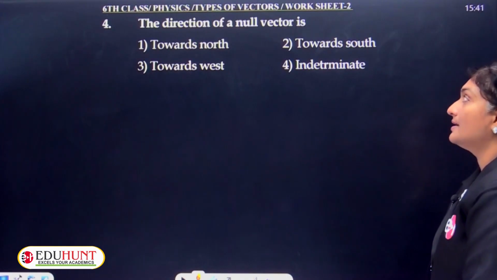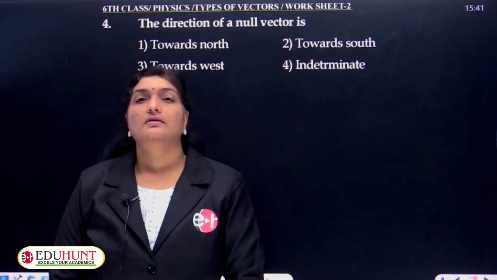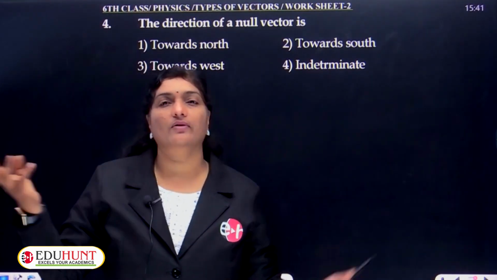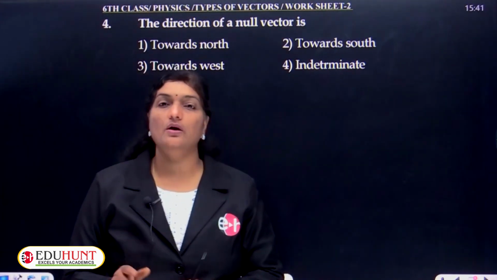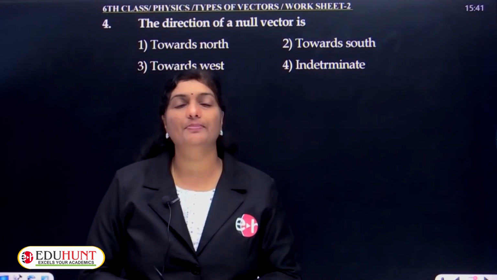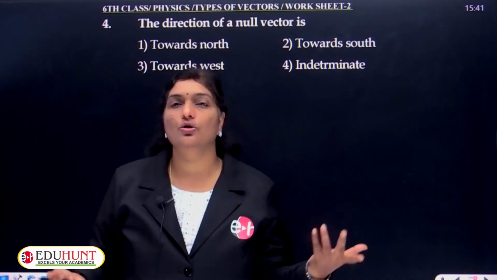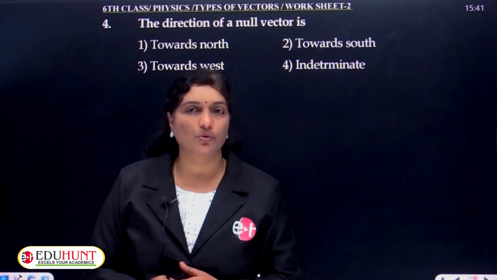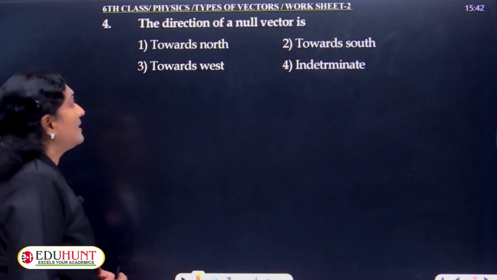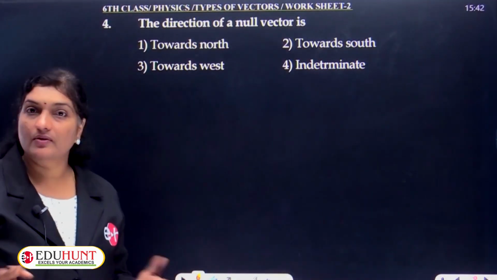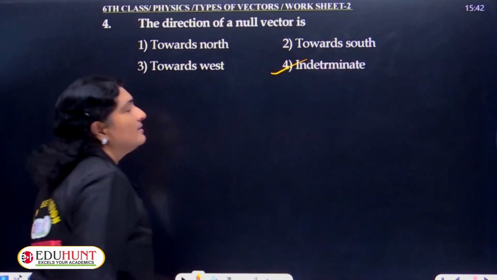Moving to the fourth one, the direction of a null vector. I have given you a few examples, children, for null vector. The velocity of a body at the highest point: we cannot tell which direction it is moving, whether upwards or downwards. So, its direction is indeterminate. One more example we have discussed is the position of an object at the horizon. At the horizon, no one knows which direction the body must be moving in. So, these come under the examples of null vector. So, the direction of a null vector, can you tell? We cannot say. Indeterminate. The correct answer is indeterminate.